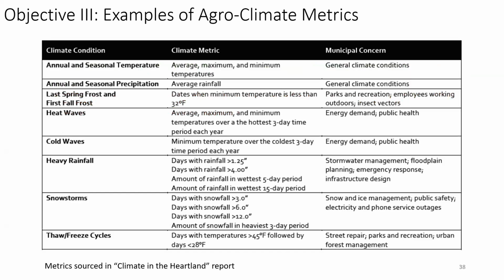So the following slide gives some examples of existing metrics. These metrics can be found in the Climate in the Heartland report. The metrics here can be thought of as definitions that can be flagged in your model output. So really, after objective two is complete, we can take our model output and set up these definitions to determine the occurrence of a particular climate condition. From this, we should be able to tell whether these occurrences are happening more or less frequently.